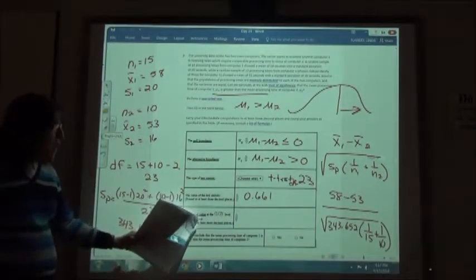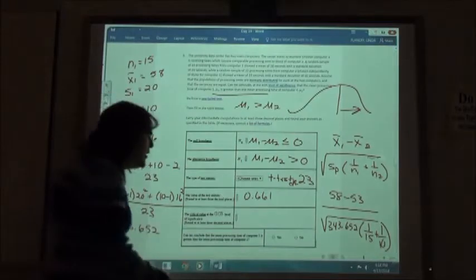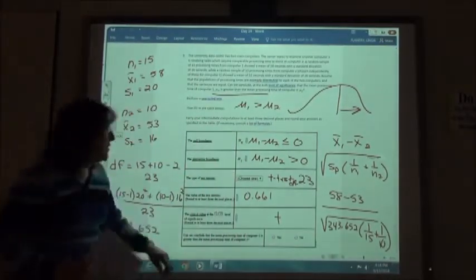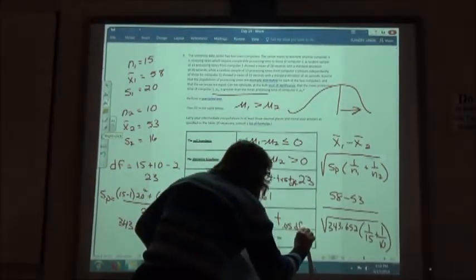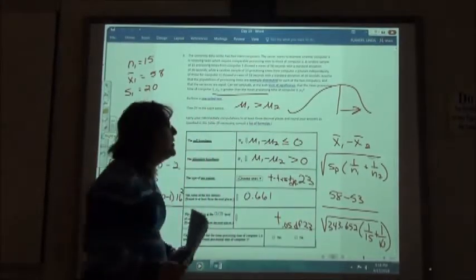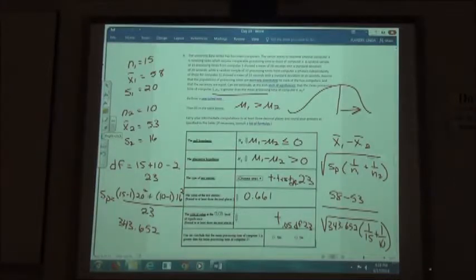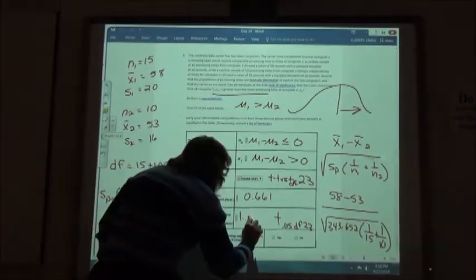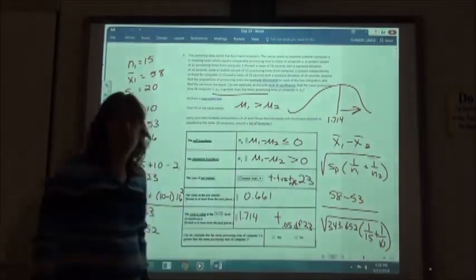We are doing the critical value. We are doing a right-tailed test. So on our critical value, we're going to do T sub. Since it's just a one-tailed test, we use that number, 0.05 with a degree of freedom of 23. Since I'm going to the right, I should get my positive number. If I was going to the left, I'd have to use the negative. So when you punch that in, your critical value is going to be 1.714. So 1.714 is my cutoff between the two sections.